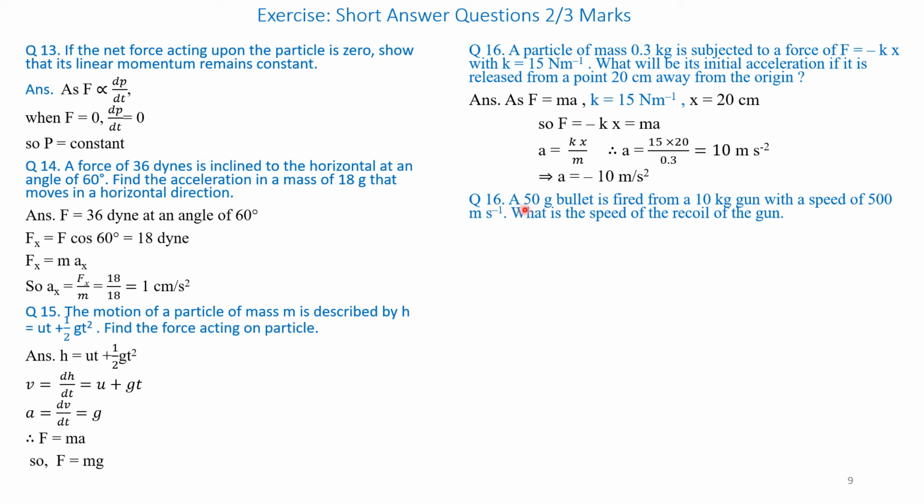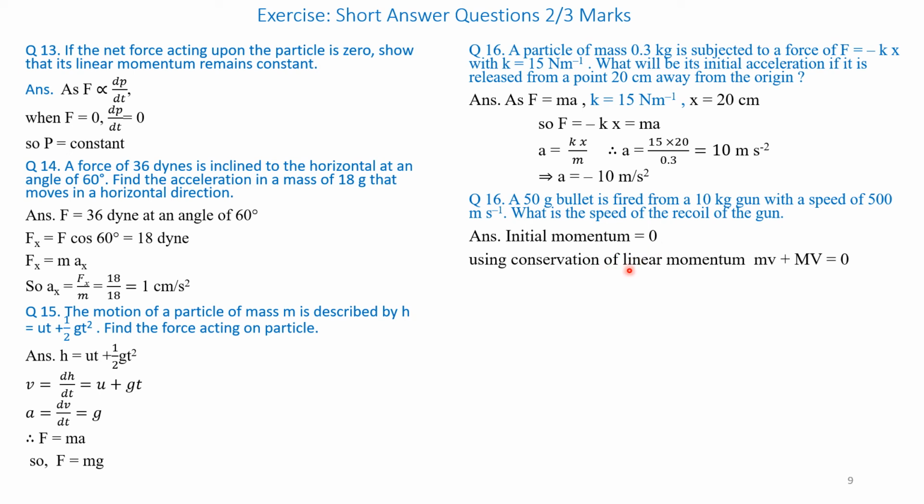Question 16. A 50-gram bullet is fired from a 10 kg gun with a speed of 500 meters per second. What is the speed of the recoil of the gun? Therefore, initial momentum is equal to 0.